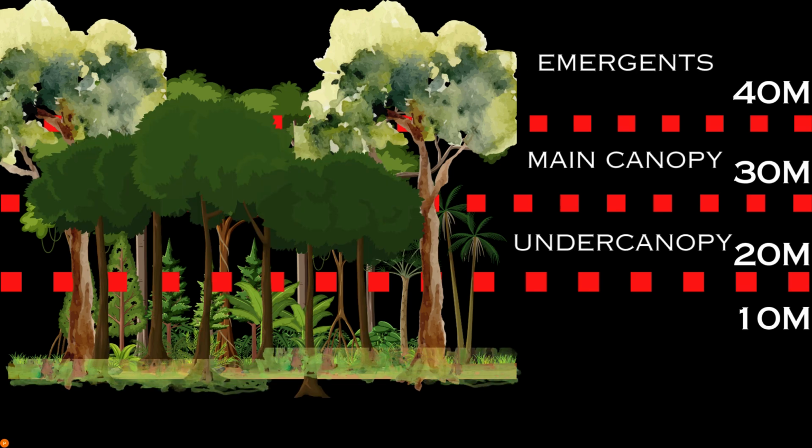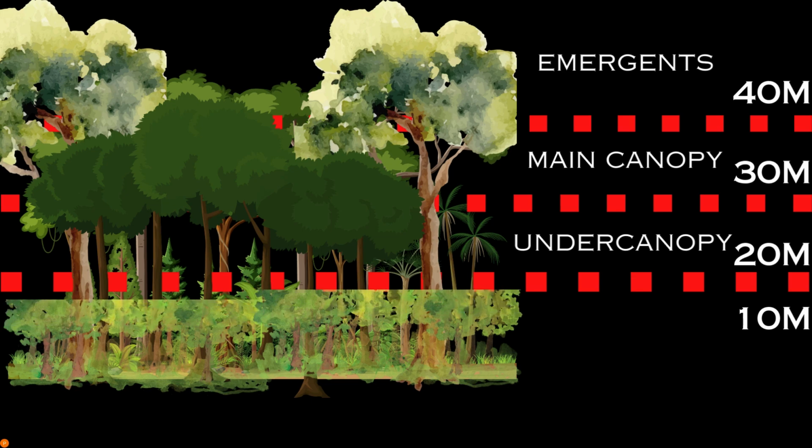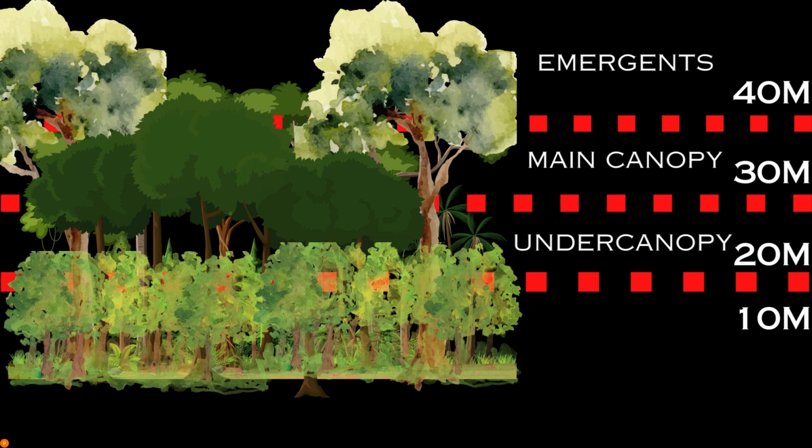Shaded by the trees in the emergent layer and the main canopy, we then come to the under canopy. This is typically made up of younger trees that have yet to reach their full height. They can only survive where there are breaks in the canopy to let a little bit of light through. When this happens, the trees compete against one another to be the one that fills the space.